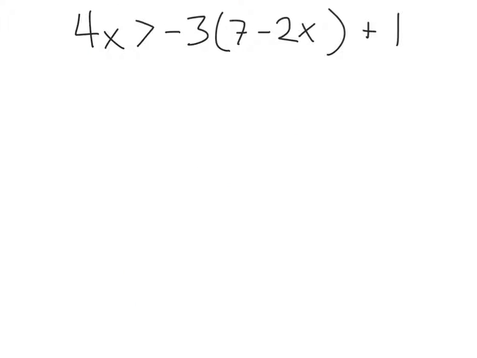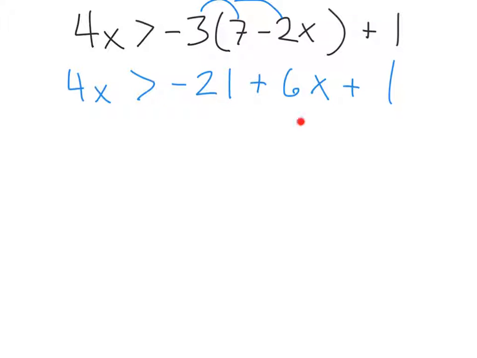Let's do another one. This one's a little bit more complicated. You really need to remember your steps for solving linear equations. So step 1 is clear parentheses and combine like terms. We're going to distribute here. So I'll write everything else. 4x greater than, this will be negative 21 plus a positive 6x. Don't forget negative 3 times negative 2 there. And a plus 1.